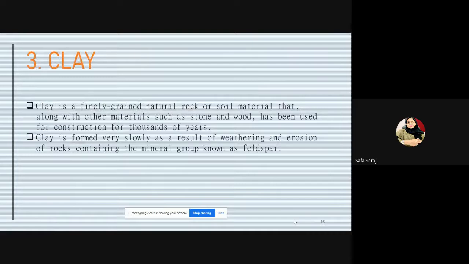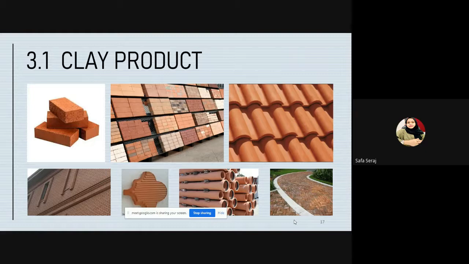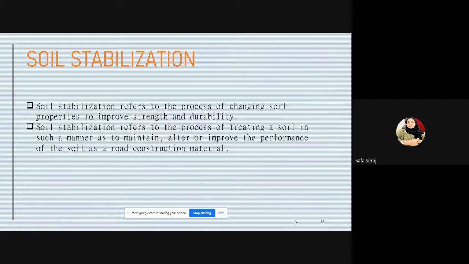Clay. Clay is a finely grained natural rock or soil material that, along with other materials such as stone and wood, has been used for construction for thousands of years. Clay is formed very slowly as a result of weathering and erosion of rocks containing the mineral group known as feldspar. Clay products are used for ornamentation, for drainage, for constructing walls, and for pavements also. In the traditional houses of Kerala and other places, you may see clay products used extensively.